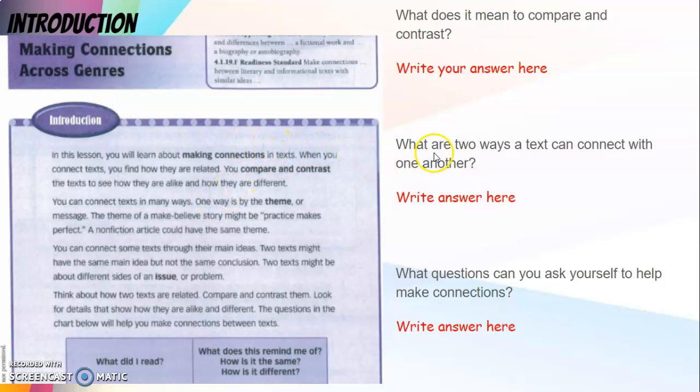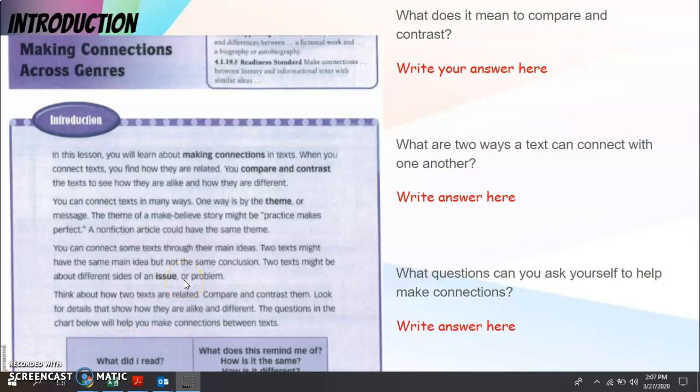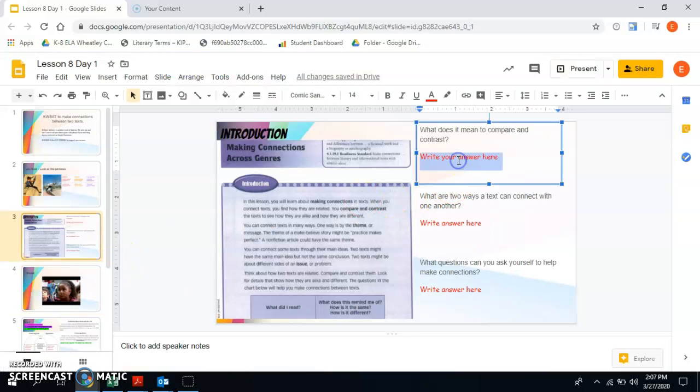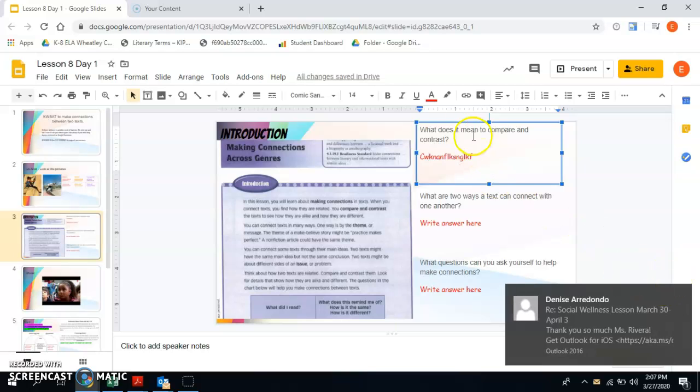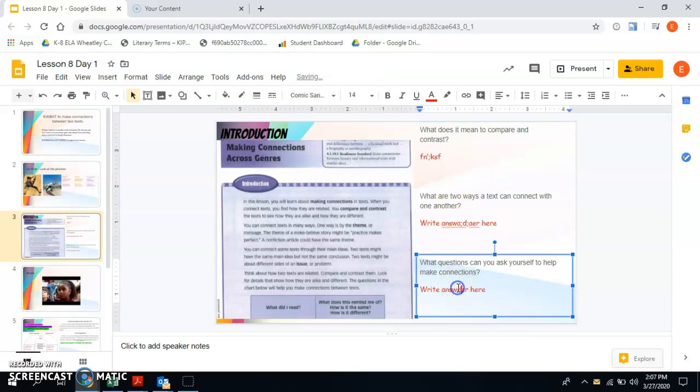So it also says, what are 2 ways a text can connect with one another? So in the text, they give us 2 ways that you can connect the text. And the last question says, what can you ask yourself to help make connections? So we can look on the text, and we can also look in this chart that's obviously covered. So same thing here, you're literally just clicking and you're writing the answers here, here, and here.